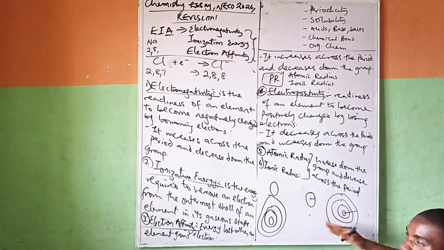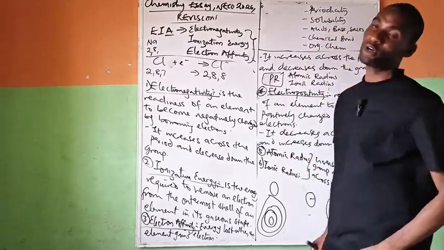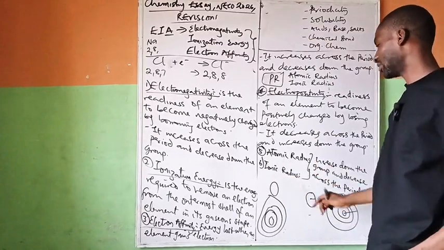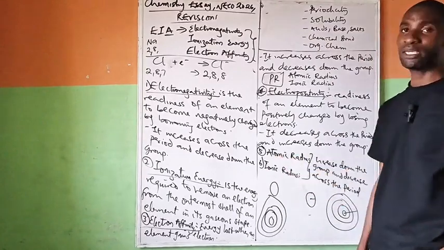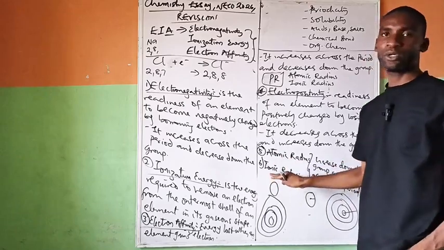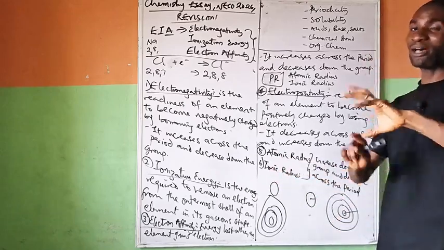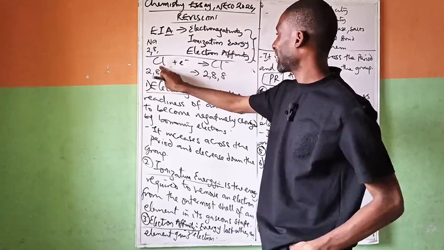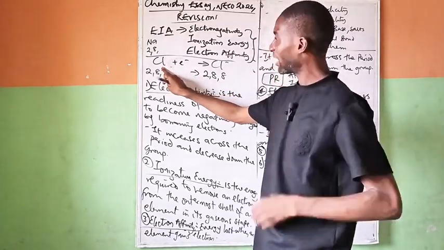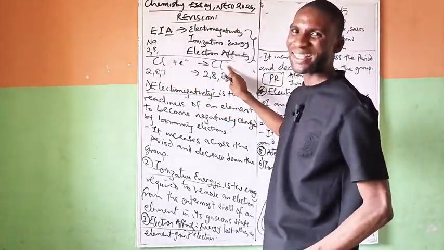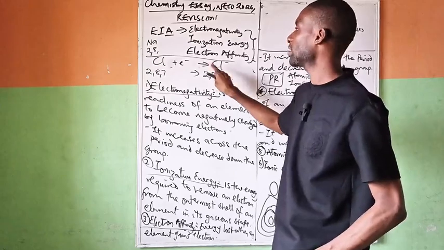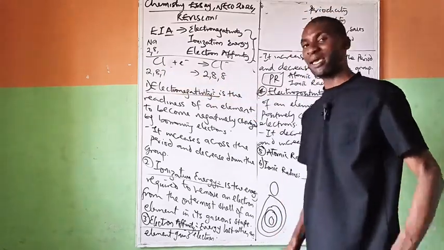So as you are coming down the group from one period to the next period on the same group, their number of shells increases, and because of that, their atomic radius and ionic radius increases. The difference between atomic and ionic is atom and ion. Atom is the neutral atom without any charge. This is an atom, Cl. My chlorine is an atom, while Cl minus is an ion. So here I'll be talking of ionic radius, here I'll be talking about atomic radius. Is that clear?